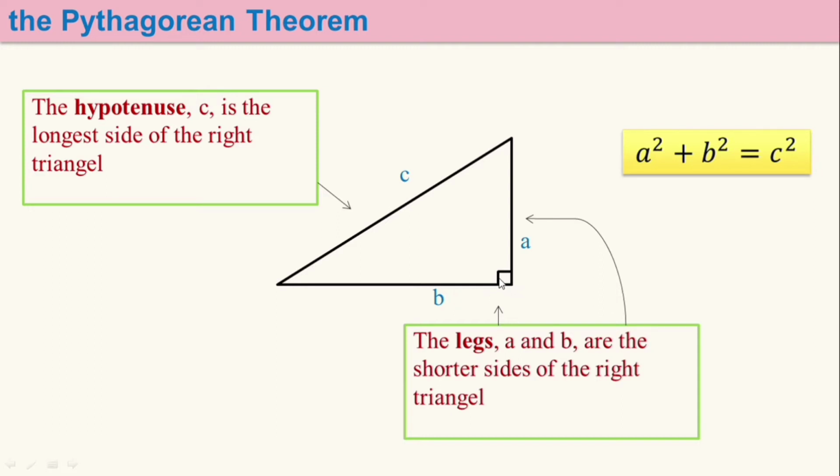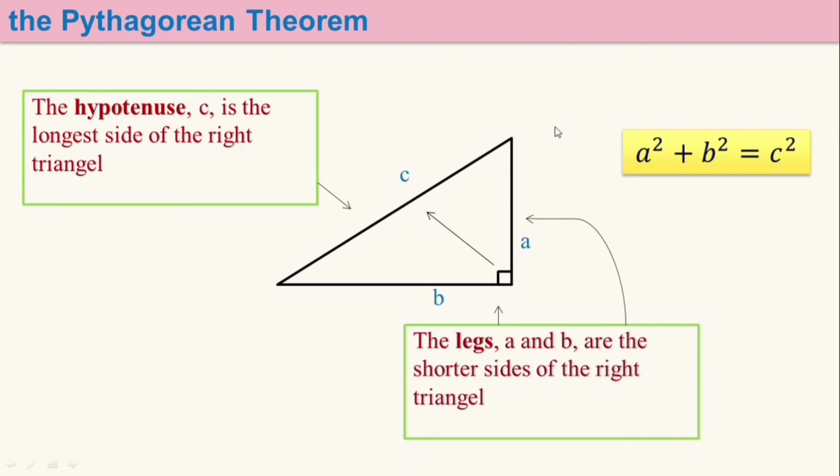Now, the side directly across from your rectangle is your hypotenuse. That's side C. The hypotenuse, it is the longest side of your rectangle. Again, A and B are your legs. These are the two shorter sides. They form your rectangle. And the side directly across from your rectangle is your side C, your hypotenuse. And that's your longest side.